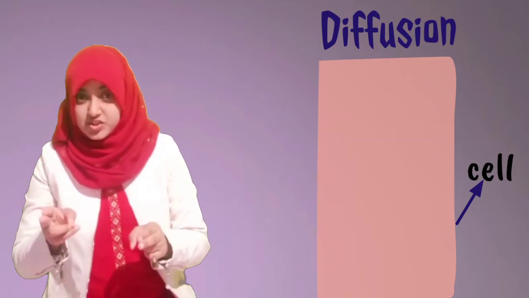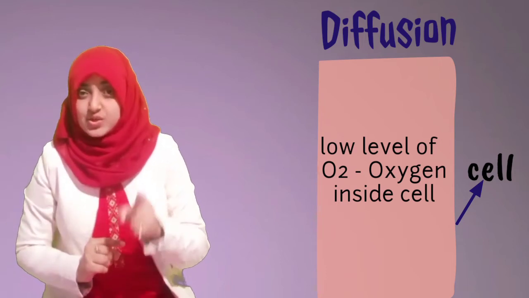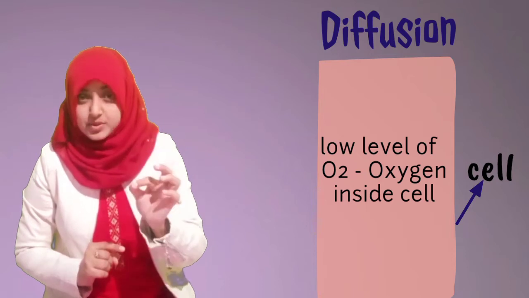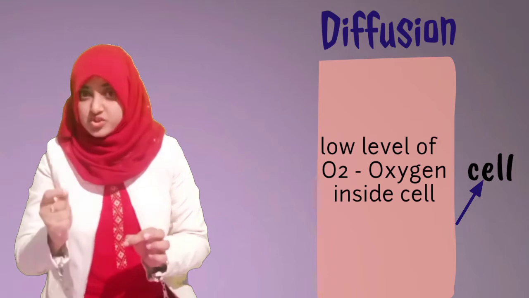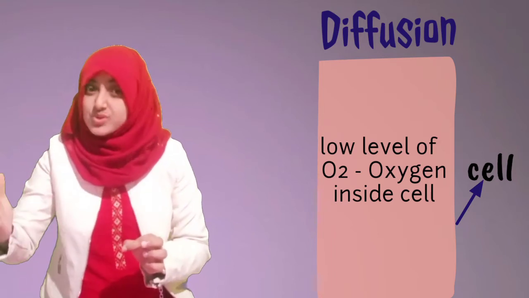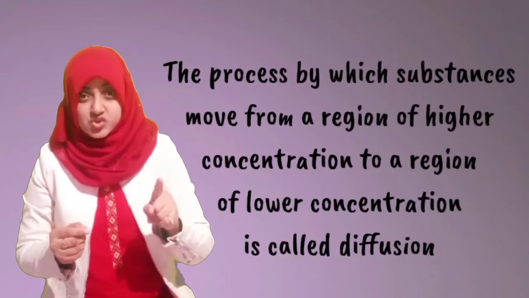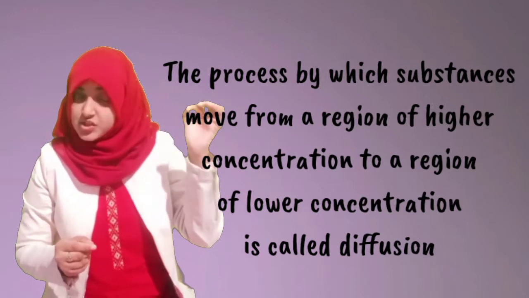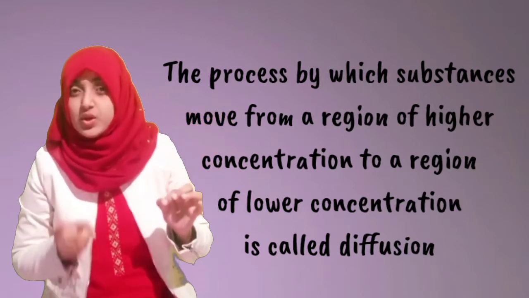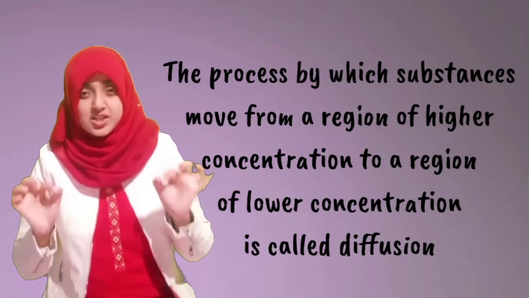Similarly, the oxygen, which is very important for the cell, has to enter the cell, right? So when can that happen? That can happen only when the amount or the level or the concentration of oxygen is more outside the cell. So this process by which the substances like carbon dioxide and oxygen move from a region of higher concentration to a region of lower concentration through the selectively permeable membrane is called diffusion.